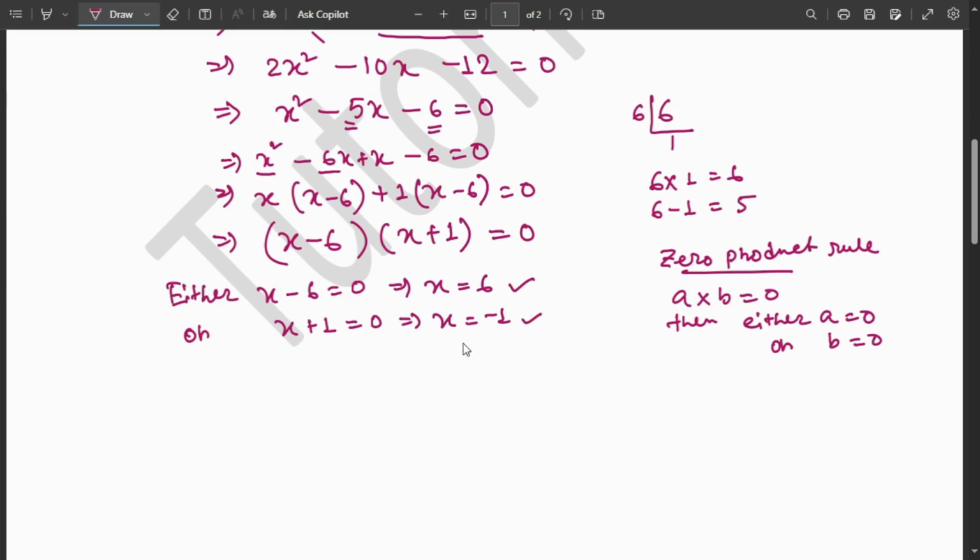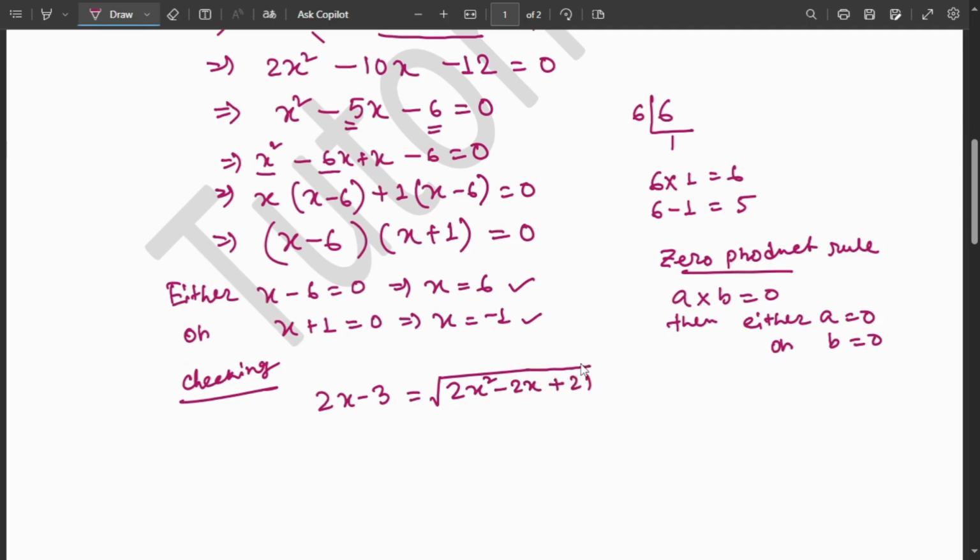What do you think? Is this the answer? No, you have to remember, when squaring of both sides of the equation is done, then the roots of the final equation must be checked to determine whether they are the roots of the original equation or not. So now we check whether x equals to 6 and x equals to minus 1 are the roots of the equation or not. So first write the given equation: 2x minus 3 equals to square root of 2x square minus 2x plus 21.